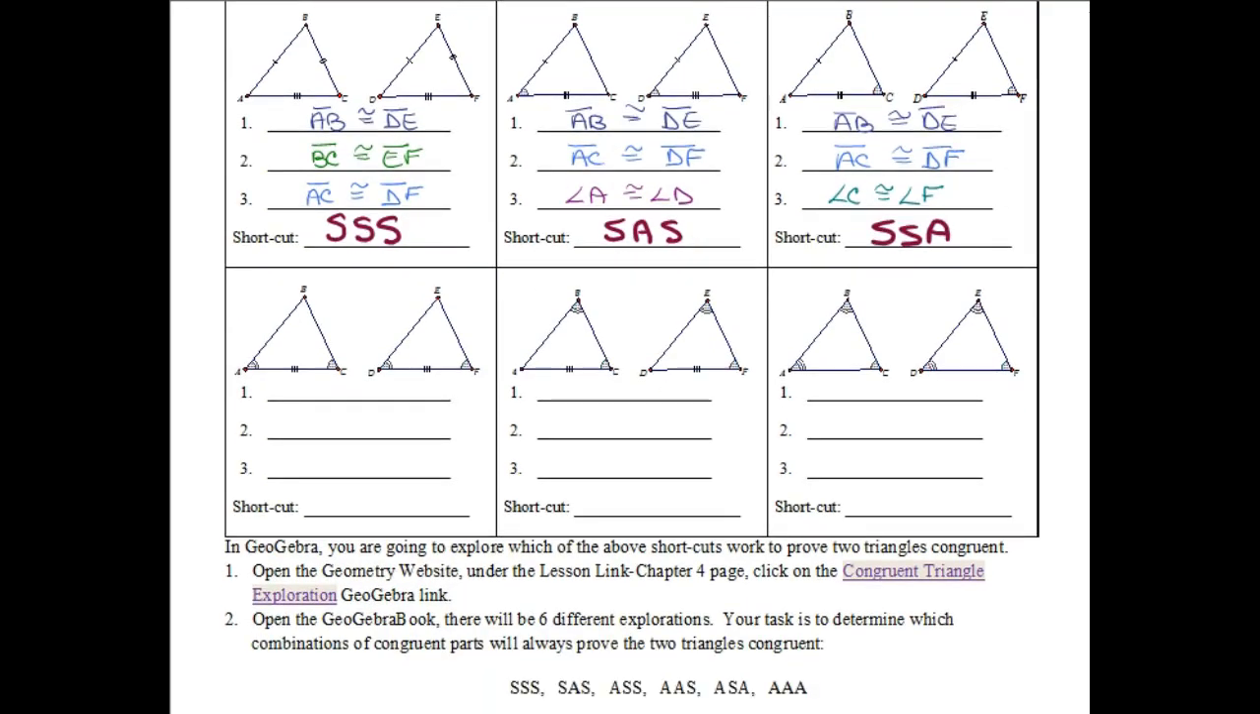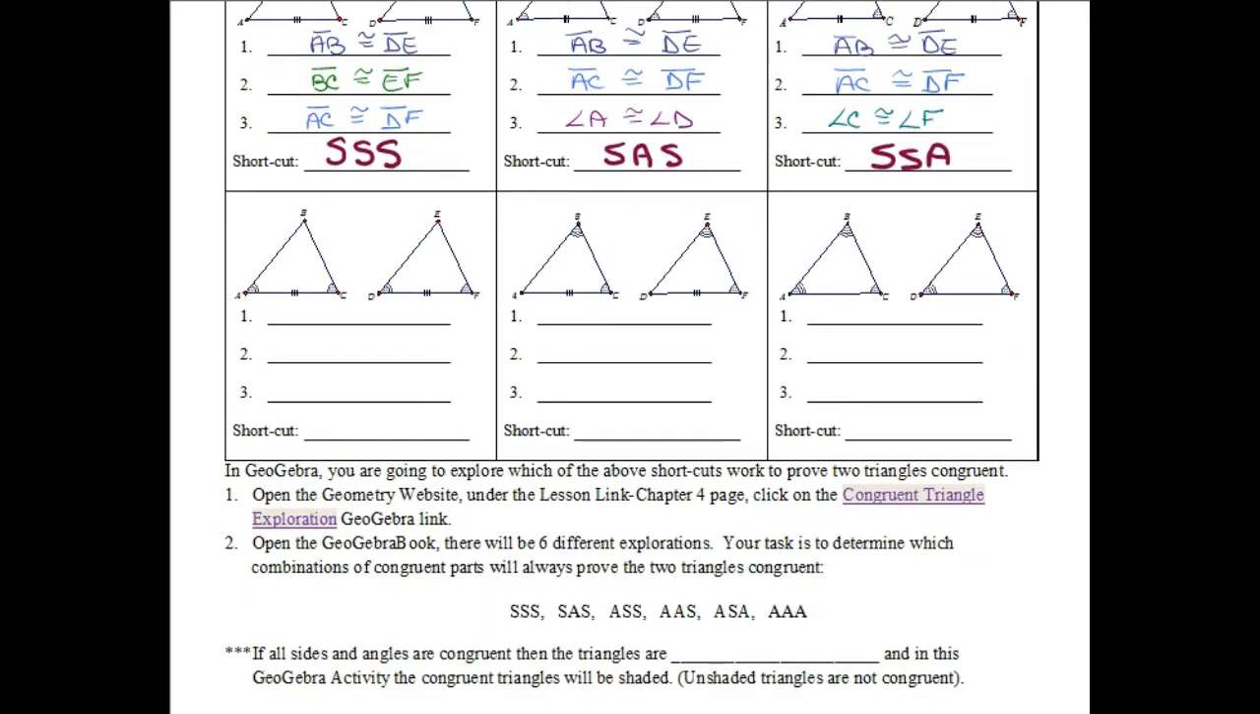Let's take a look at the bottom. So let's look at the bottom left. Please pause and write down all 3 sets of corresponding shapes. So this time we have 2 angles and the included side. The way that we would write this shortcut is angle, side, angle. Again, showing that the side is included between the 2 angles.